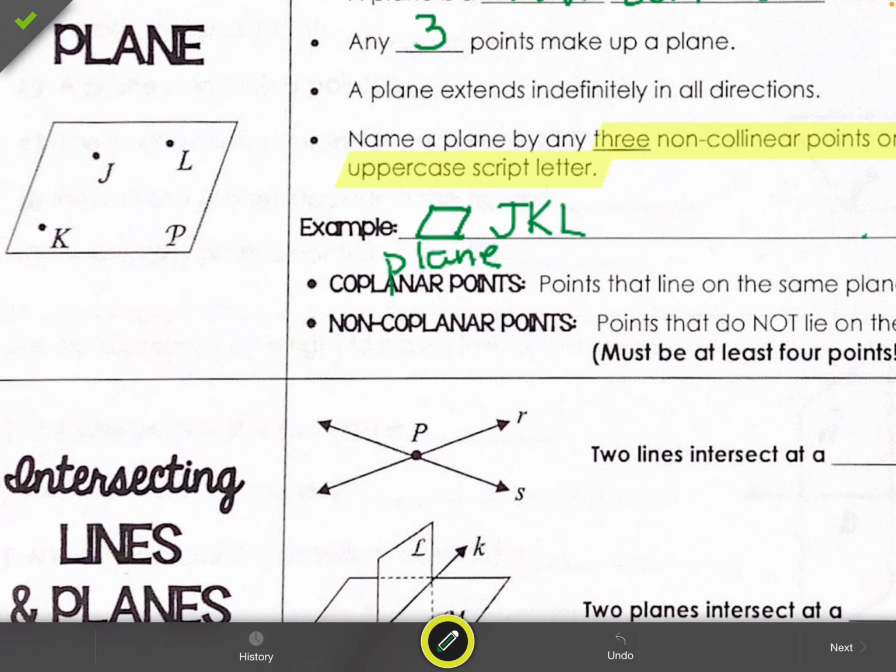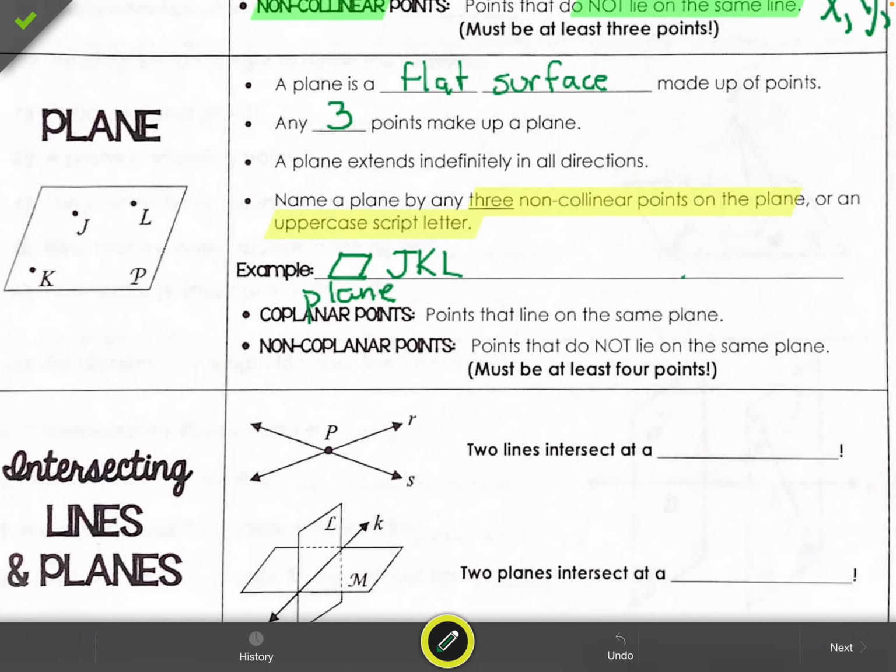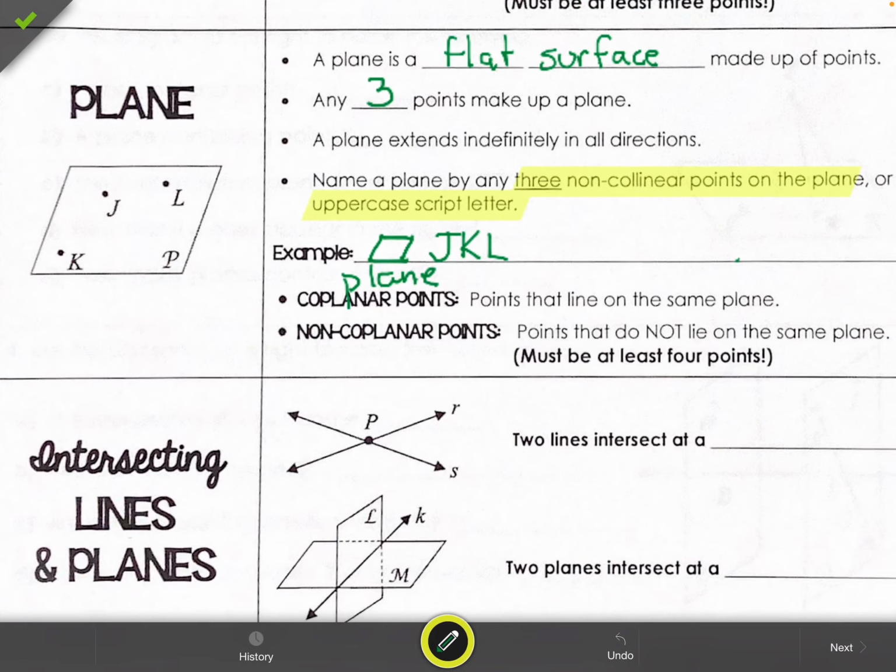If I wanted to just use the uppercase script letter, if you notice down here in the corner, you see a cursive P. It's not the best cursive, but it definitely doesn't look like a regular capital P. So the other way you could name this plane instead of plane JKL is you could say plane P.